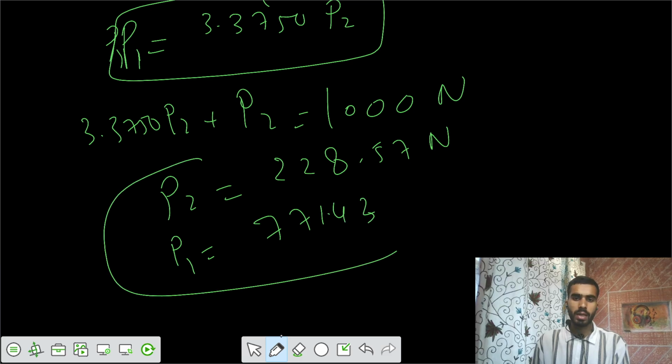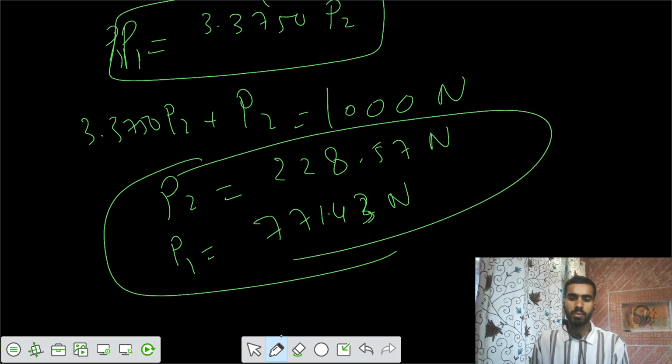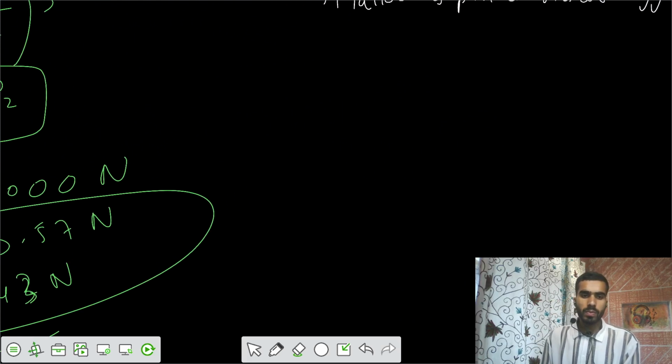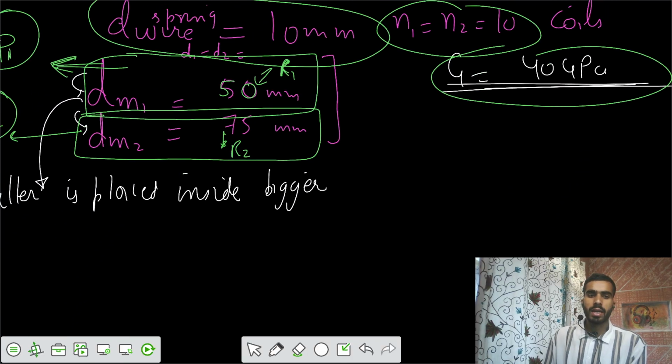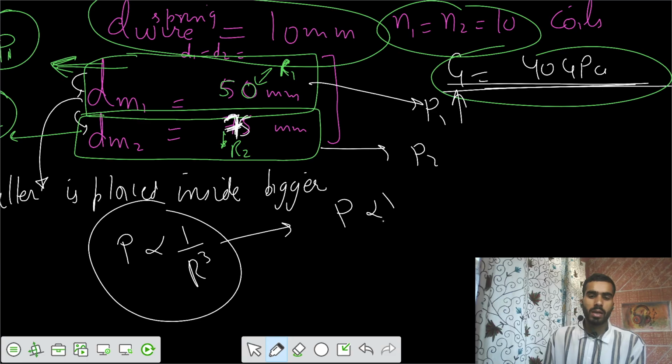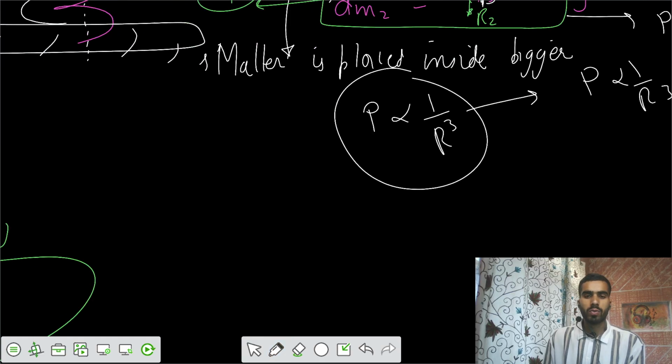So we got these. That means the load taken by the smaller spring is lesser as compared to the load taken by the bigger one. Actually, the diameter is same; we are saying that mean radius is different. So load 1 is more as compared to load 2 because we have different mean coil diameters. We have the equation that p is inverse of r cube, and p1 takes more load because it is having smaller value of r. So accordingly we got the two values.